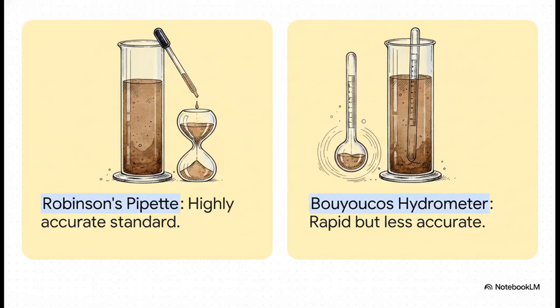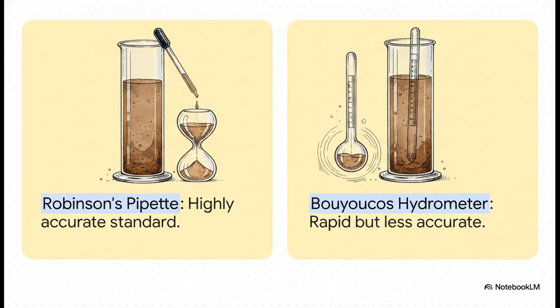There are two main lab methods that use Stokes' law, and it's a classic trade-off. First, you have Robinson's pipette method. This is the gold standard. It's highly accurate and involves pulling exact volumes of suspension from specific depths at specific times. The downside? It is incredibly time-consuming.